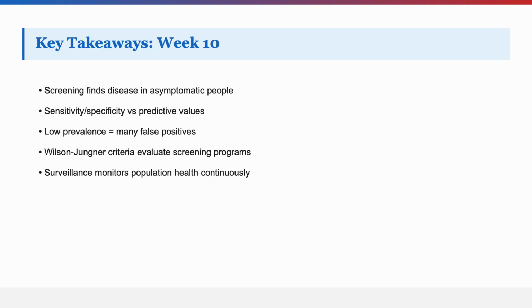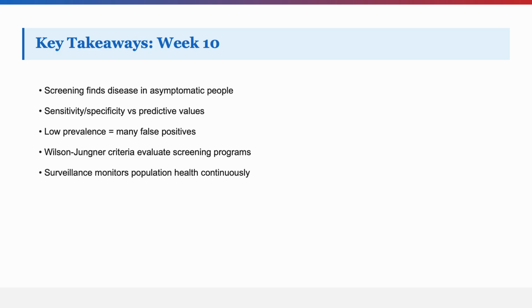In low-prevalence populations, even good tests generate many false positives. Most positive screening results require follow-up testing for confirmation. Understand this when managing screening programs. Wilson-Wiener criteria provide a framework for evaluating screening programs. Important disease, acceptable test, effective early treatment, and feasible program implementation are all required.